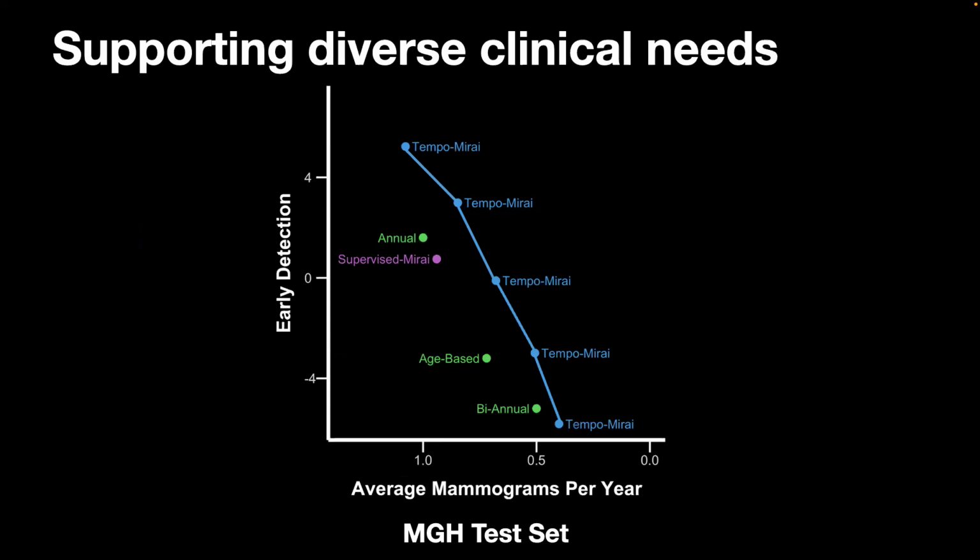On the x-axis here, I'm showing you mammogram volume per year. Further to the right is better, less frequent screening. On the y-axis, I'm showing you my early detection metric. So up is higher. This is a relative month shift compared to actual diagnosis dates.